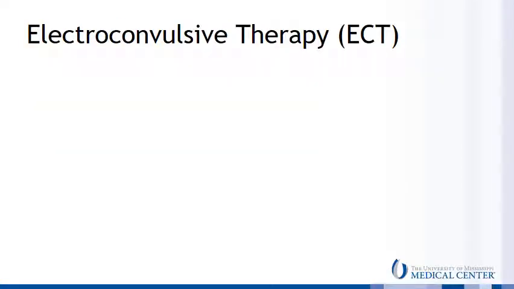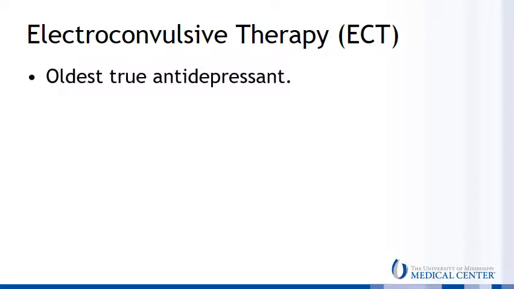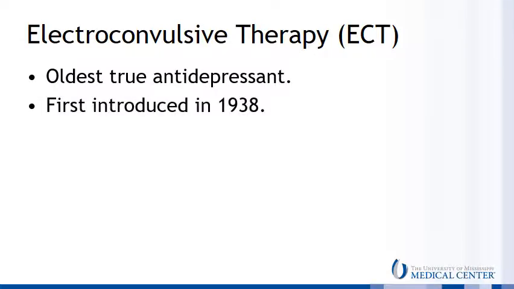The 2 most common somatic therapies for major depressive disorder are electroconvulsive therapy, or ECT, and transcranial magnetic stimulation, or TMS. ECT is actually the oldest true antidepressant and was first introduced in 1938. While early ECT was a pretty crude technique, it's been greatly refined for safety and tolerability over the years.